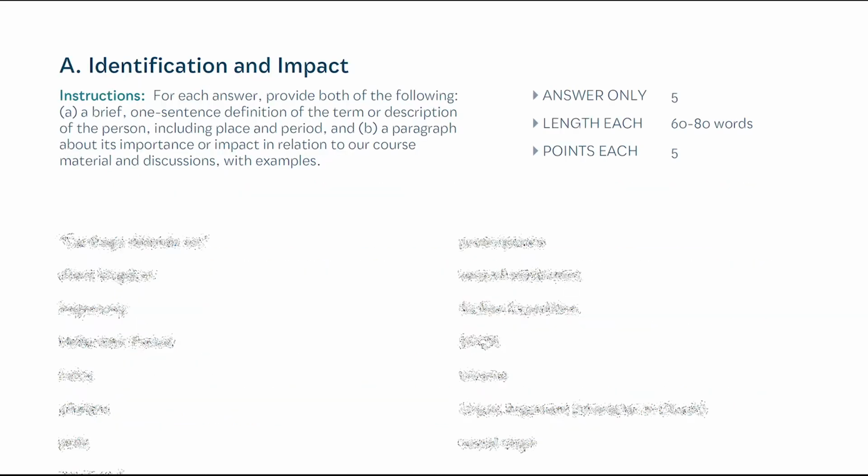First section is identification and impact. What I'm doing here is I'm giving you several different terms from the semester, and I'm asking you to write about only a few of them, the ones that you're most confident with. And what I want you to do is give a brief definition. Definition is the least important part. A one-sentence definition of what this is. The main thing I want you to be talking about is what is important about this. Why are we talking about it? What does this person or idea or event give us in terms of insight into the ancient world?